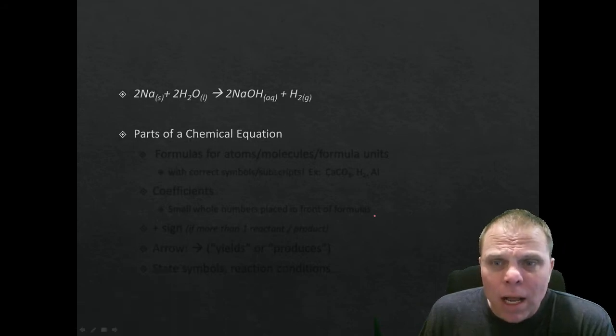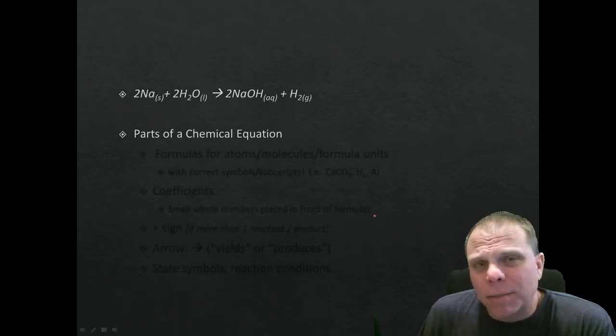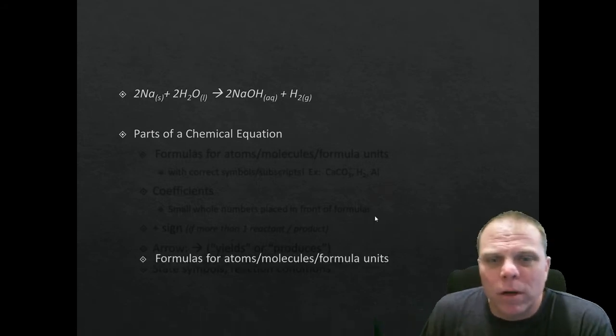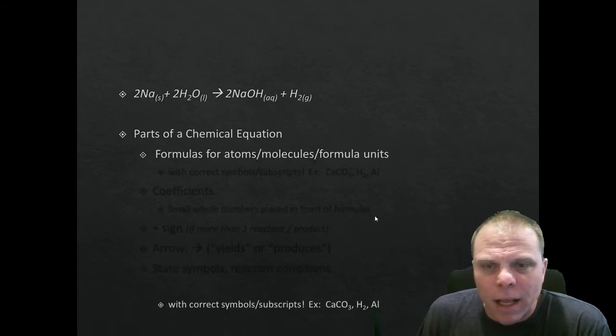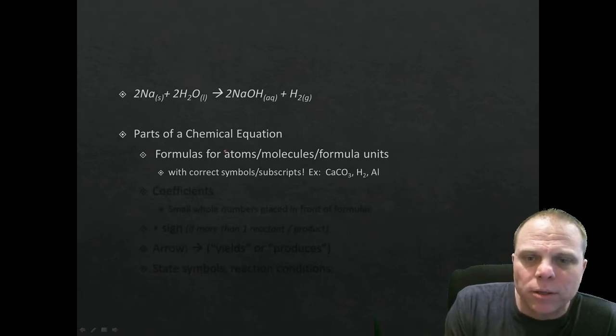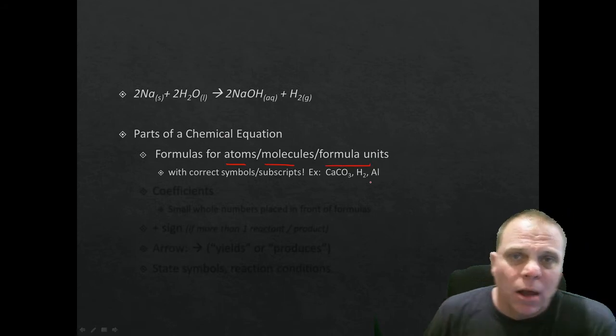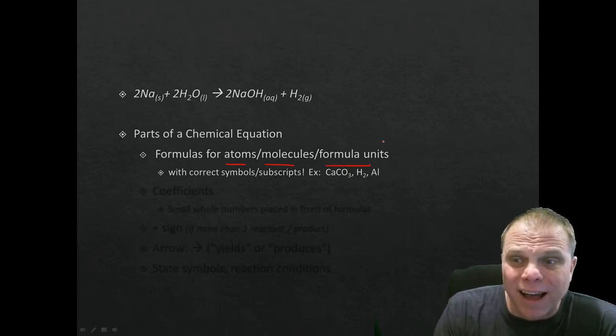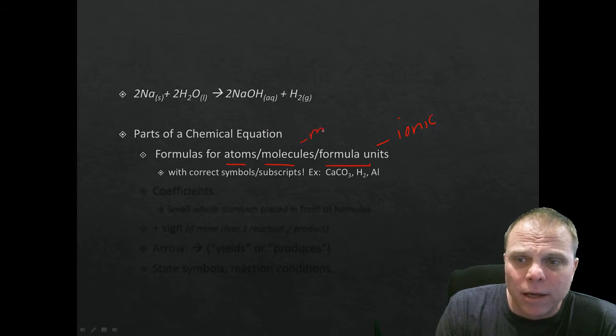All right, so let's look at some of the different little symbols that we have here. What are the parts of a chemical equation? Well, remember that chemical equations are going to include the formulas for atoms or molecules or formula units. Remember, formula units are the ionic compounds, right? Molecules are the molecular or covalent compounds, right?